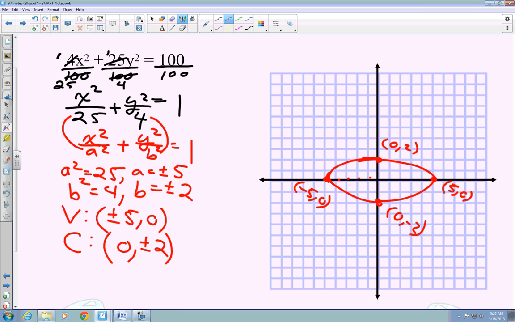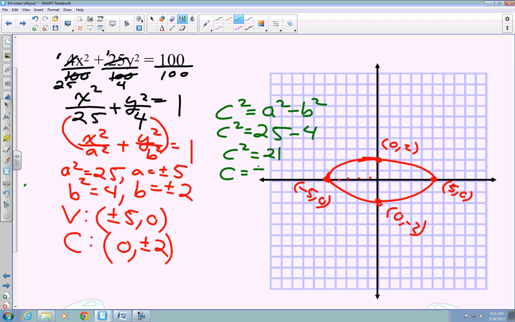Now, the thing we haven't found yet are the foci. So, we go back to our original equation. And we have a squared was 25, b squared was 4, and we know that c squared equals a squared minus b squared. So a squared is 25, so c squared equals 25 minus b squared is 4. So c squared equals 21. So c is plus or minus square root of 21.